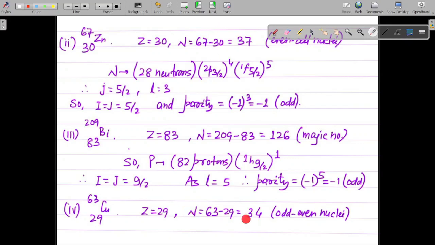Now no need to write with respect to neutron. No need to write the nuclear configuration with respect to neutron. Why? Because the number of neutrons is even, so no need to write it, because it will not be contributing to the ground state spin and parity. Only protons will be contributing to the ground state spin and parity because of being odd in number. So it is an odd even nucleus.